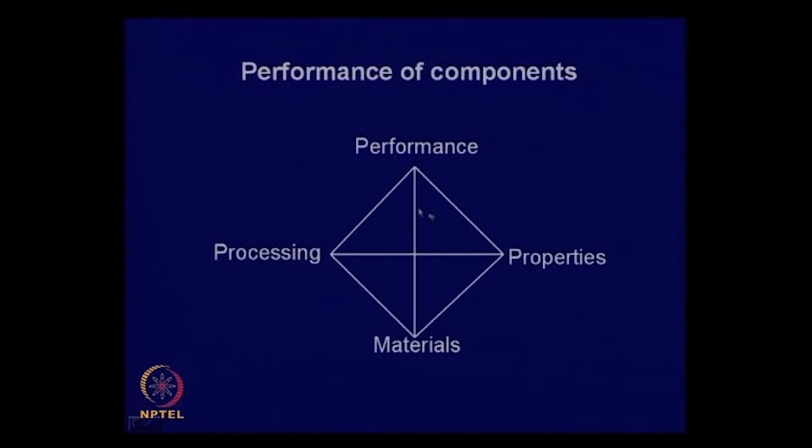Whenever we select a material, it is with a specific objective: it has to perform well in service. This performance criterion may vary from component to component. For certain components, we will look at certain specific properties. Suppose we are selecting a material for a cutting tool or a hacksaw, what we will look for is whether the material is extremely hard, can be hardened so that it can cut most materials.